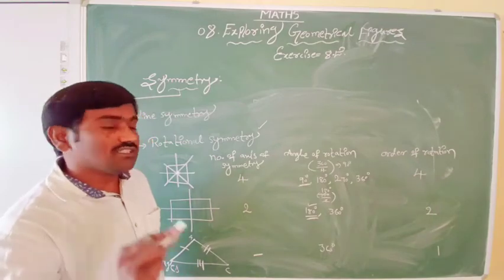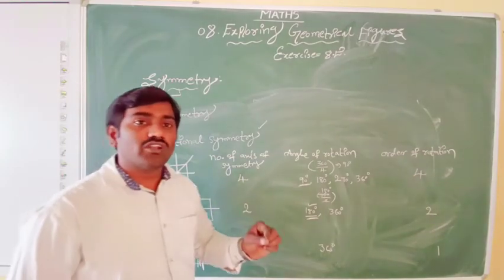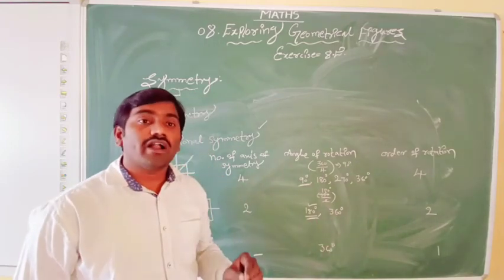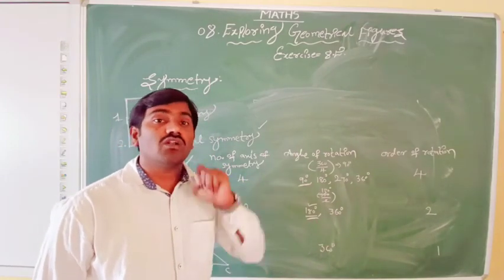So from this, now we will understand what rotational symmetry is. If the order of rotation is more than 1, it is called rotational symmetry.